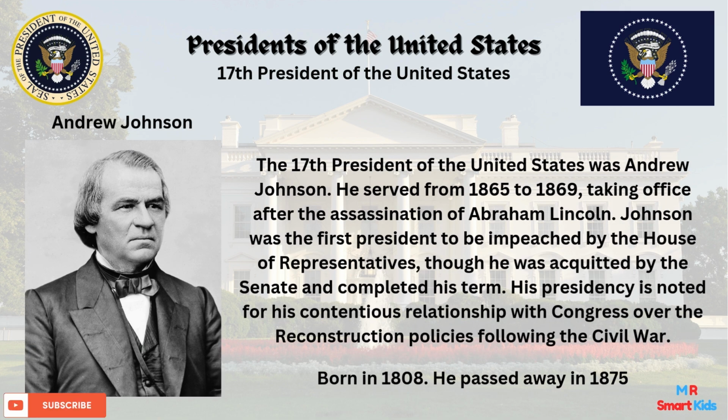The 17th President of the United States was Andrew Johnson. He served from 1865 to 1869, taking office after the assassination of Abraham Lincoln. Johnson was the first president to be impeached by the House of Representatives, though he was acquitted by the Senate and completed his term. His presidency is noted for his contentious relationship with Congress over the Reconstruction policies following the Civil War. He was born in 1808. He passed away in 1875.